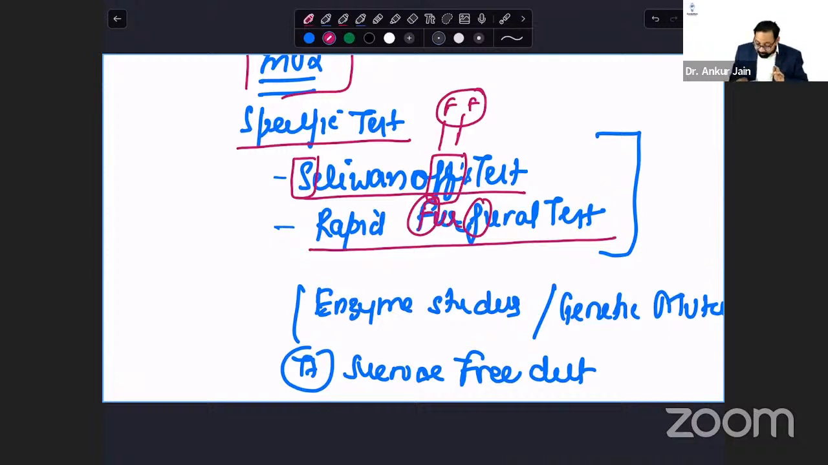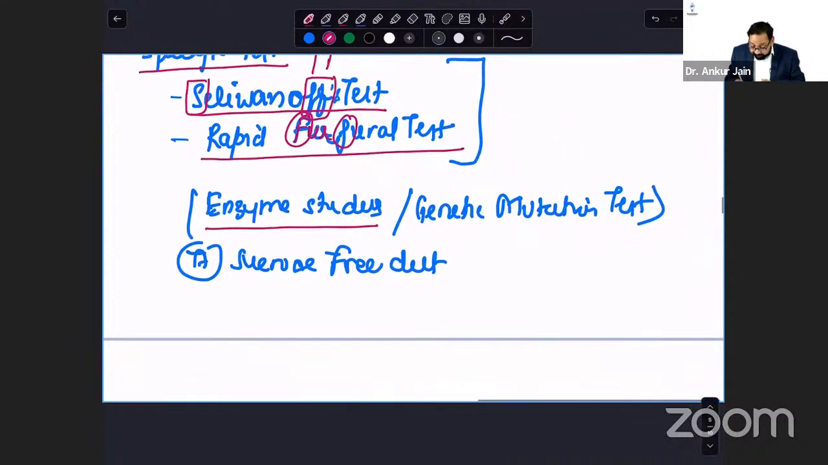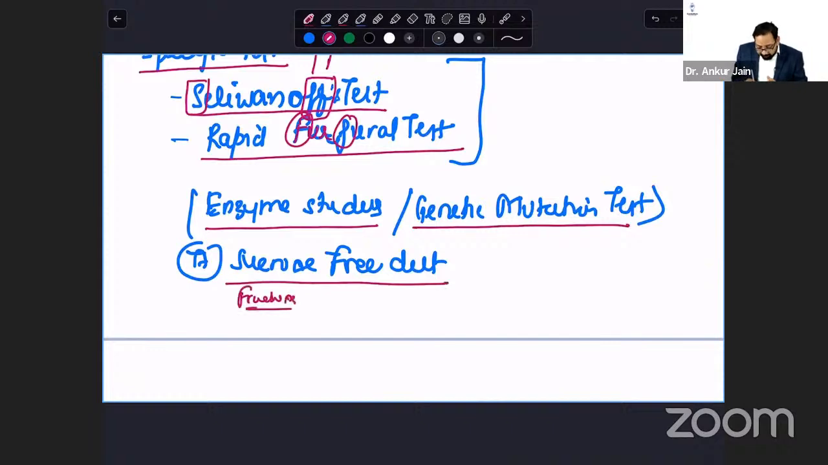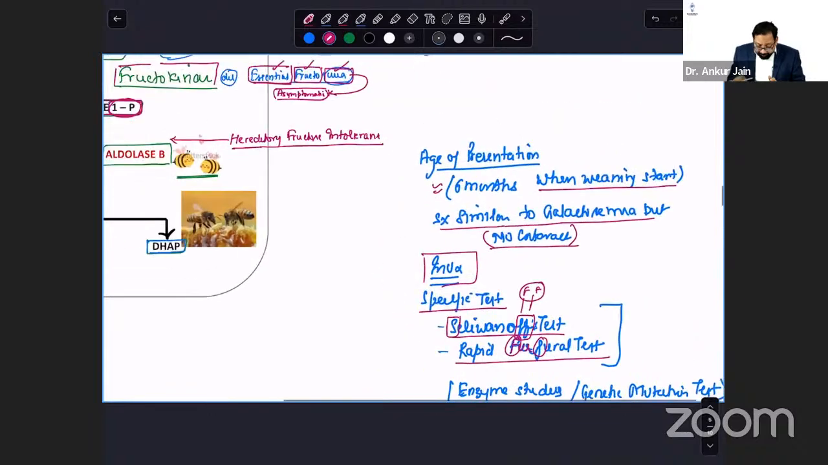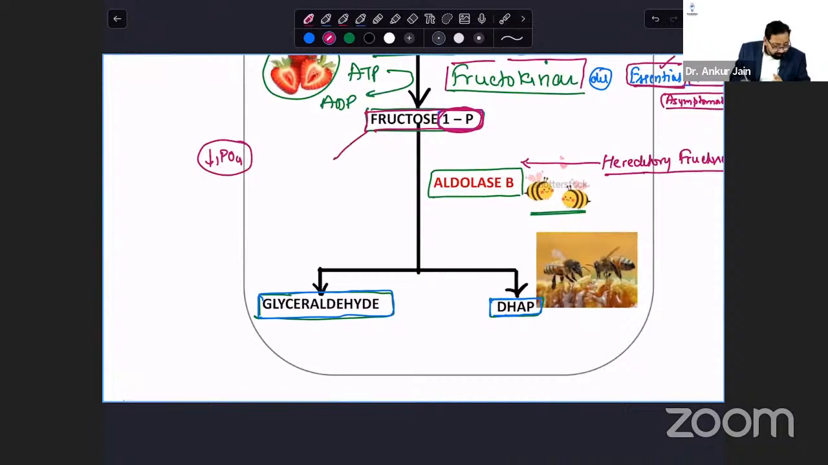Now, for diagnosis we can do enzyme studies and genetic mutation tests. Treatment is a sucrose-free or fructose-free diet. One point I would like to highlight is that fructose 1-phosphate is a direct inhibitor of glycogen phosphorylase. Although I told you an indirect mechanism, the literature says it directly inhibits glycogen phosphorylase.